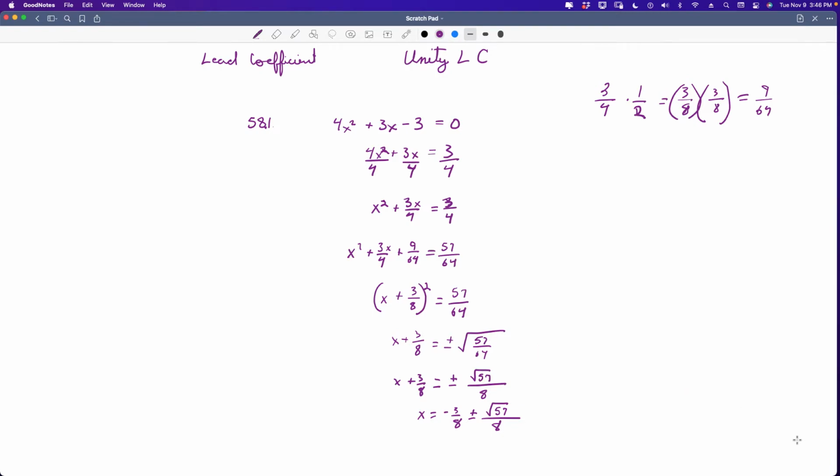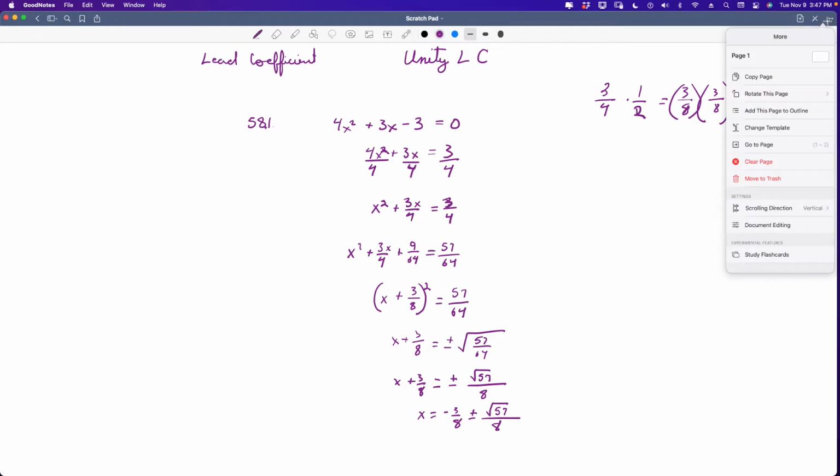All right, let's do 58.2. Let's clear this page. So we have 5x squared minus x minus 2 equals 0. And we have to complete the square. So the first thing we're going to do is 5x squared minus x equals 2. Let me make that better too.